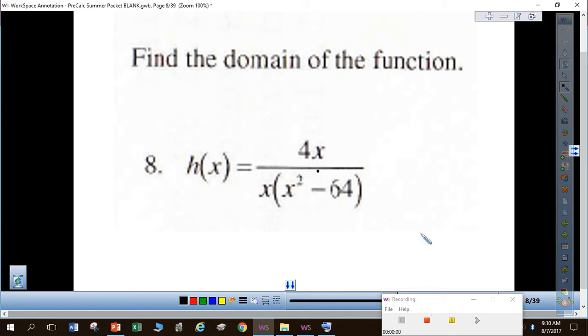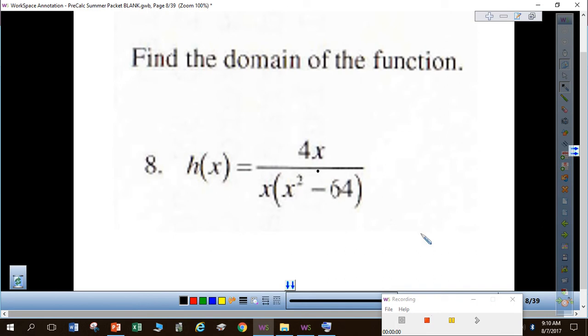Find the domain of the function. When we are describing the domain, we are describing the possible values for x. We are saying what x is allowed to be in this function. And there are two main situations where we need to be careful with our domain.